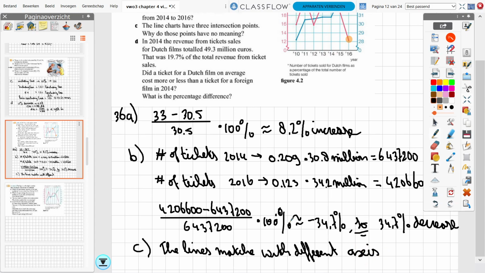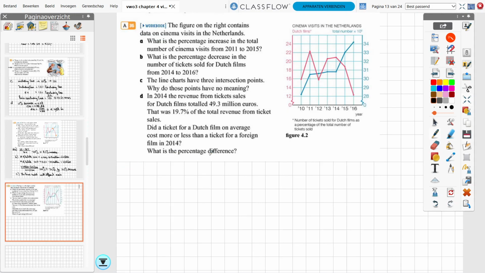The lines match with different axes. I don't know why I wrote it with an E here. Match. Okay. Let's take a look at D. Or a longer one. Yay.